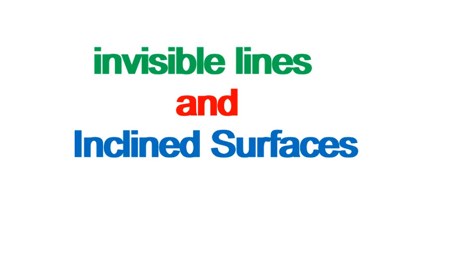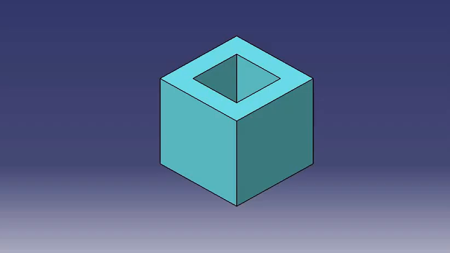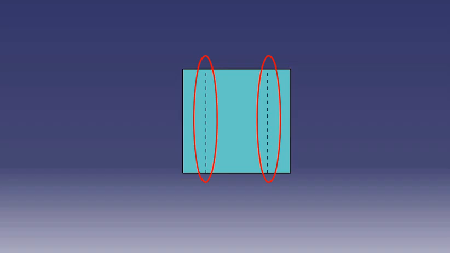Today, we're diving into one of the most fundamental, yet sometimes confusing, concepts in technical and engineering drawing, the world of invisible lines and inclined surfaces. You know, when we look at an object, we see only what's on the surface. But to understand an object, to manufacture it, or assemble it, we need to know what's happening inside and on the other side. That's where our secret agents of the drawing world come in, the dashed lines, also known as hidden lines or invisible lines.